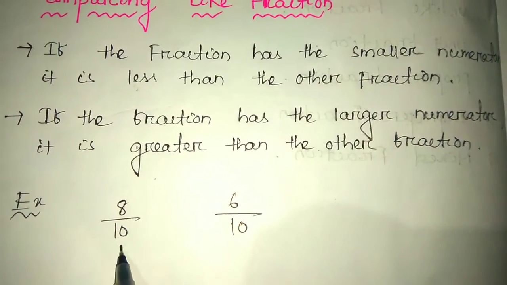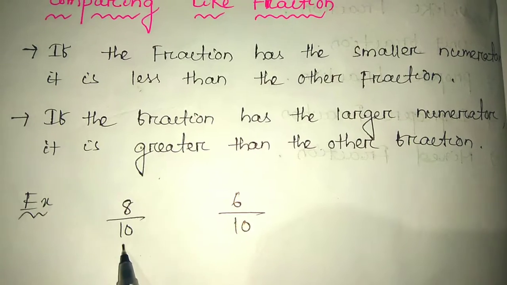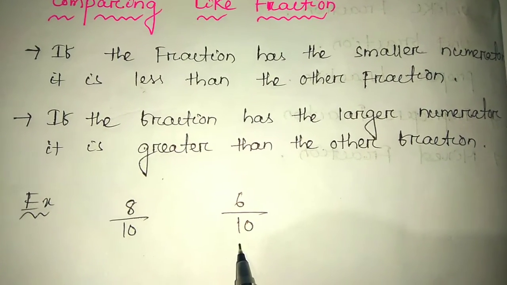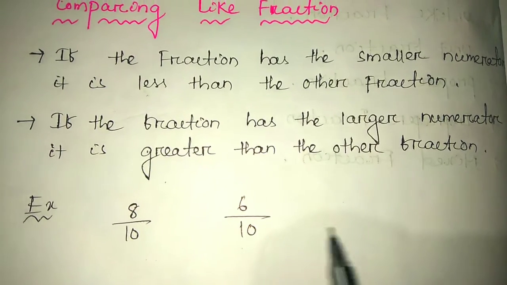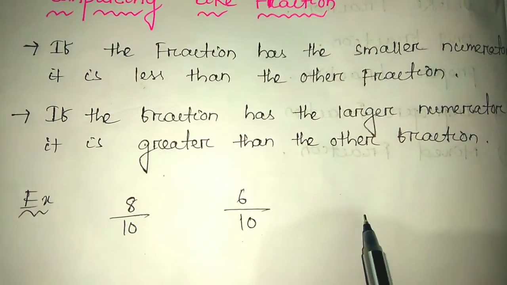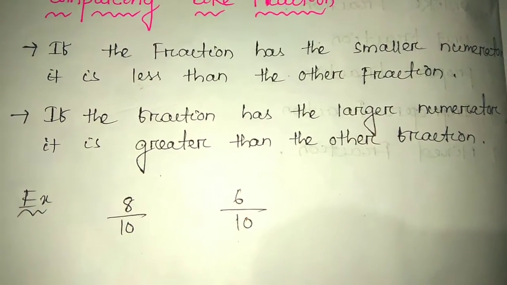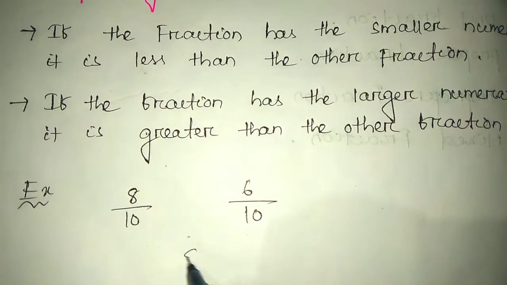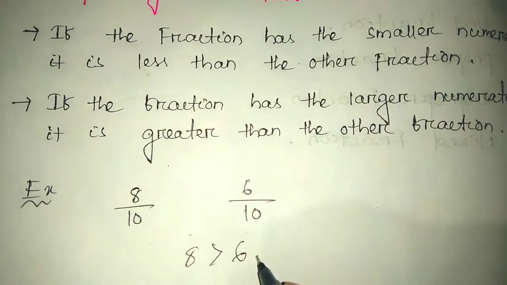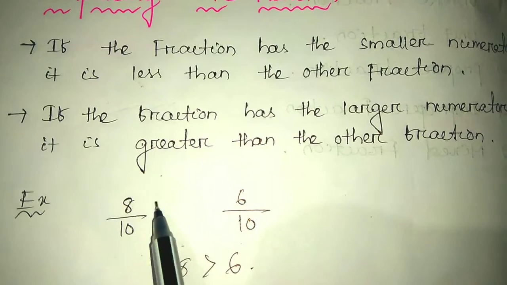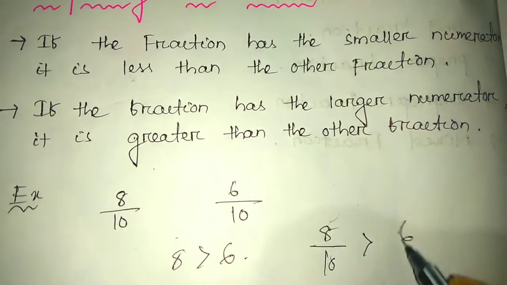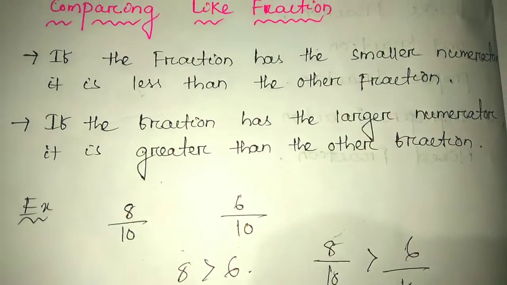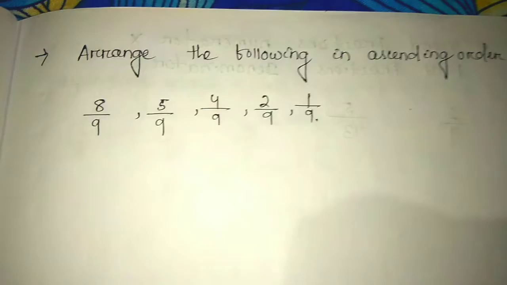For example, here the given fractions are 8 by 10 and 6 by 10. They have the same denominator 10, so they are known as like fraction and we have to compare them. Here 8 is greater than 6, so as per the rule, here 8 by 10 is greater than 6 by 10. Now see another question.